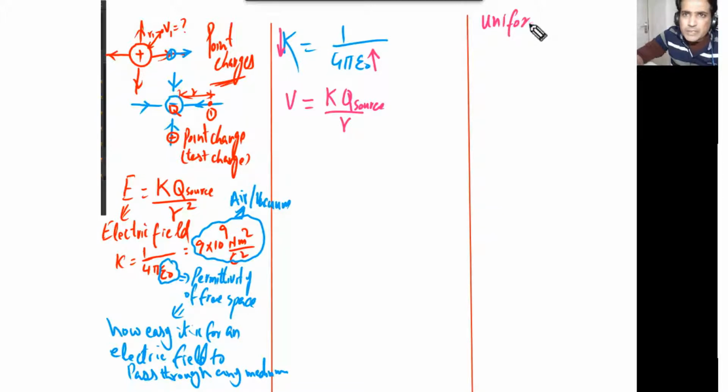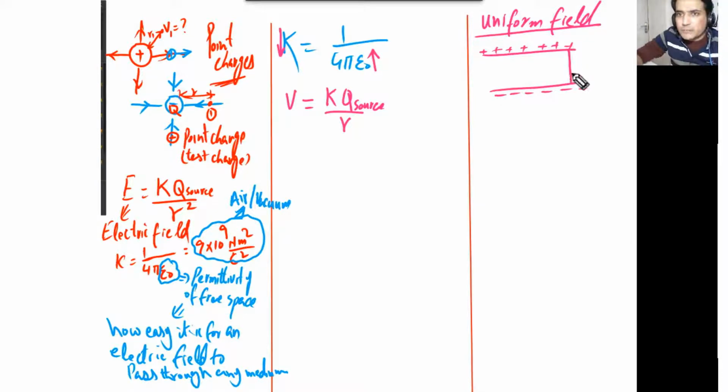So how can we calculate E for a uniform field? We are talking about an electric field, which means a uniform electric field. Let's say we have these two plates. Let's say one plate is positively charged, and we have another plate that is negatively charged.